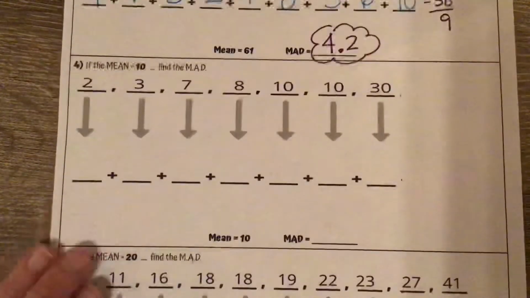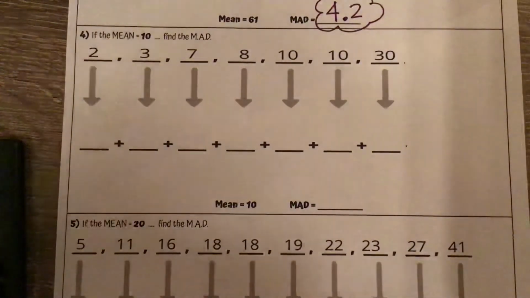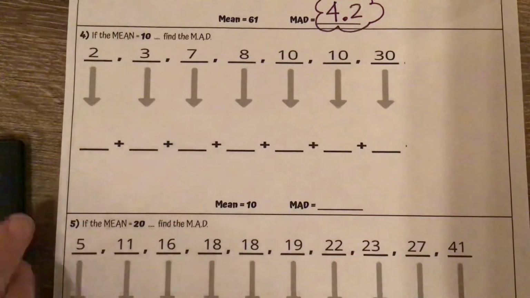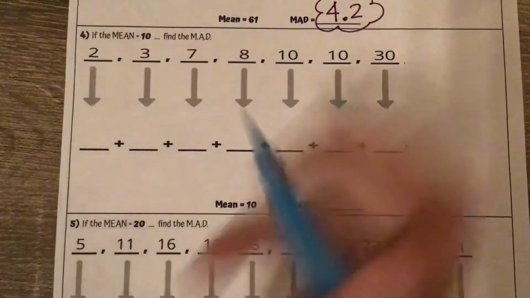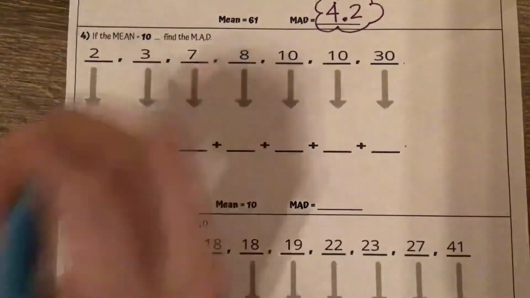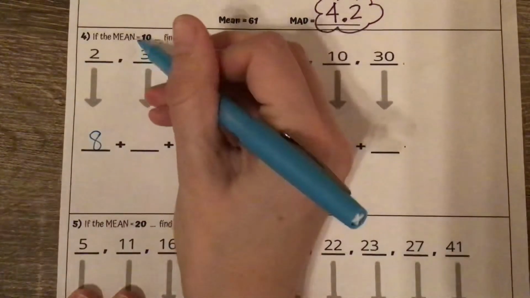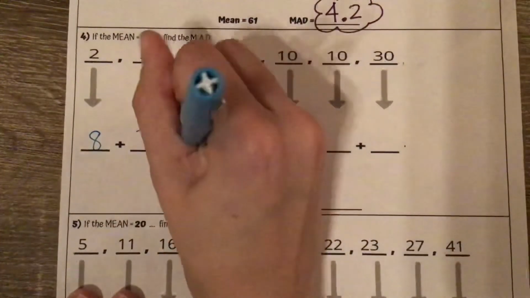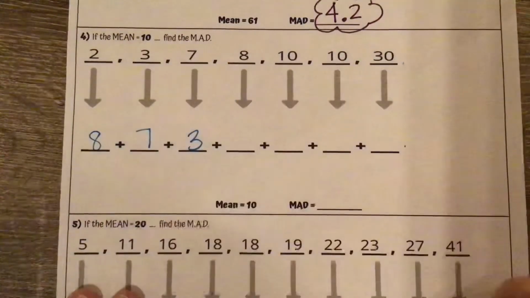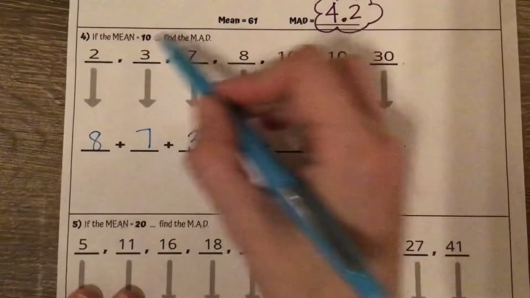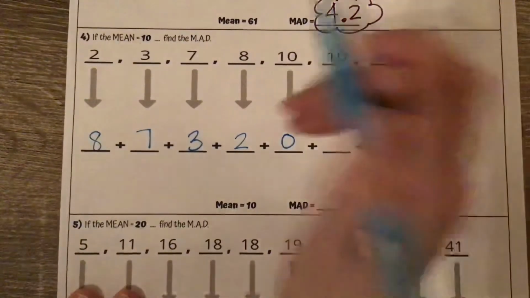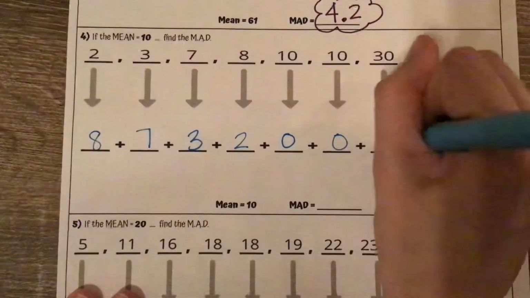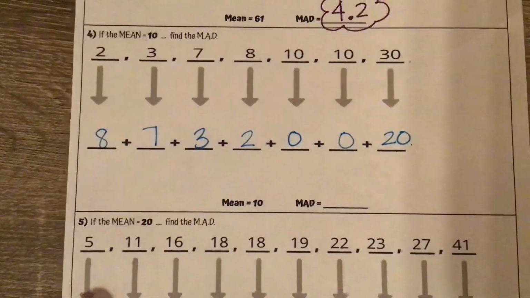All right, let's try another one. Number 4, if the mean is 10, find the MAD. So we've already got the mean calculated for us. We are just going to subtract to find the difference, okay? So 10 minus 2 is 8. 10 minus 3 is 7. 10 minus 7 is 3. 10 minus 8 is 2. 10 minus 10 is 0. 10 minus 10 is 0. 10 minus 30 is 20. We would ignore the negative.